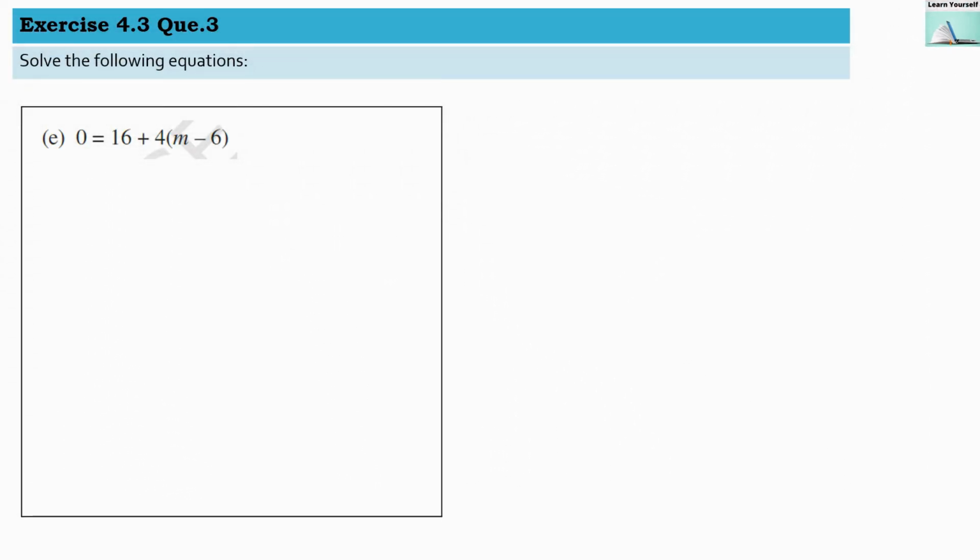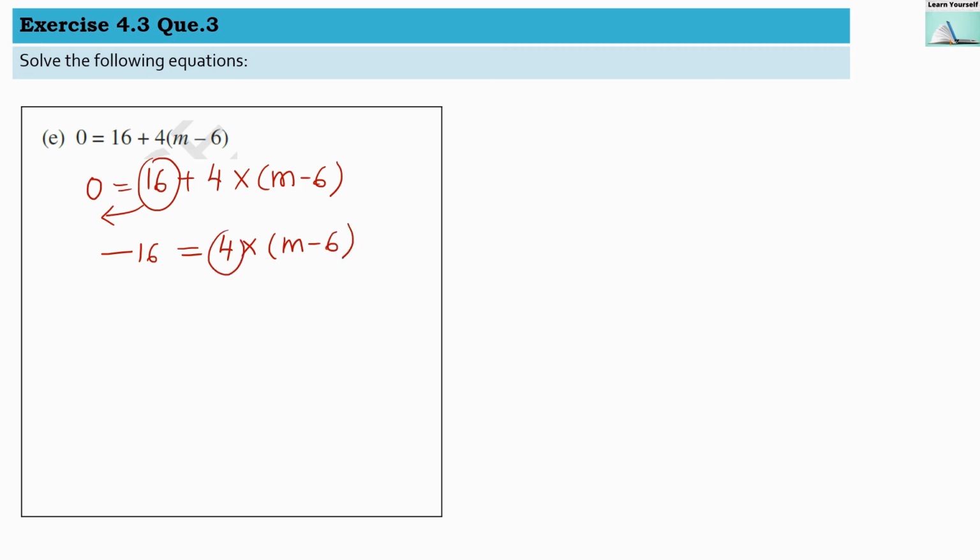Equation E is 0 equals 16 plus 4 in multiplication with m minus 6. Let us take this 16 towards the other side, and it will become negative. So minus 16 equals 4 in multiplication with m minus 6. Let us take this 4 towards the other side. It is in multiplication, so it will go to the denominator. So minus 16 divided by 4 equals m minus 6.